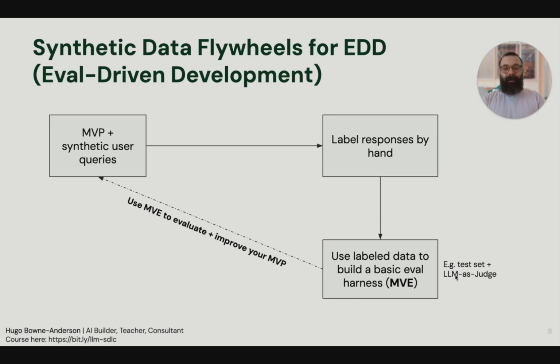that looks like. So essentially you have a test set and an LLM that is a judge, and you've got a variety of other mechanisms you can use as well. Then you use this MVE, the basic eval harness, to evaluate and improve your MVP, and you get a virtuous cycle there. Now, for those who've been building products with machine learning for years, this is what we've been doing. It's just slightly in disguise, okay?